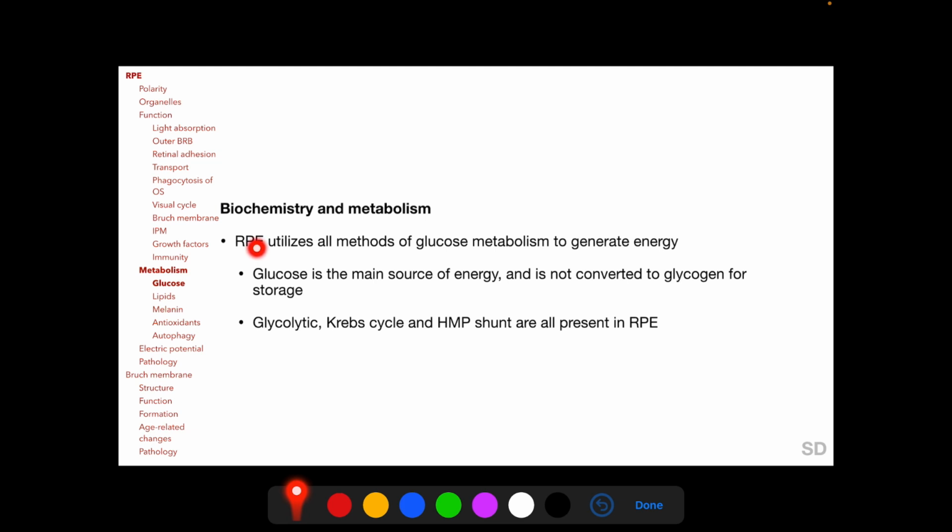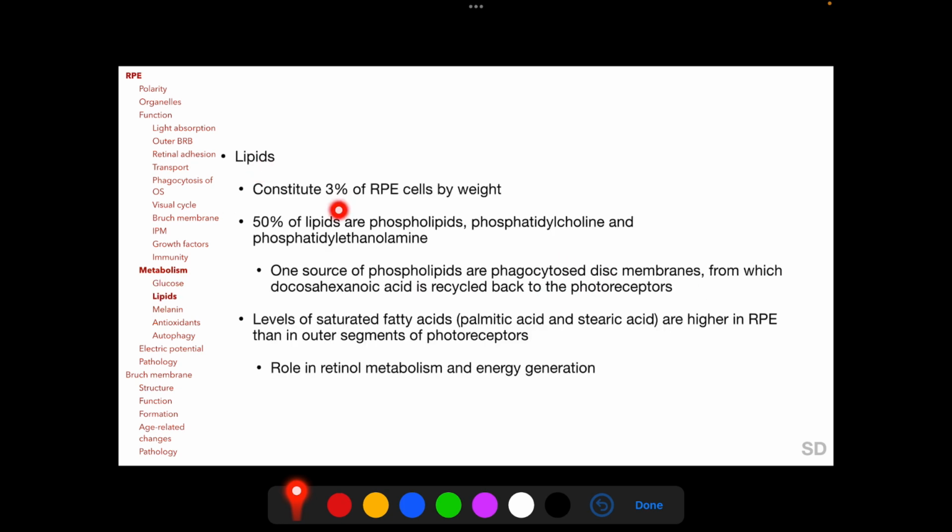Retinal pigment epithelial cells utilize all methods of glucose metabolism to generate energy, such as the glycolytic cycle, Krebs cycle, and hexose monophosphate shunt. Glucose is the main source of energy, and glucose is not converted to glycogen for storage. Lipids constitute 3% of the weight of the RPE cells, and 50% of lipids are phospholipids.